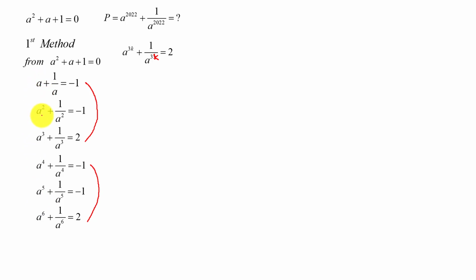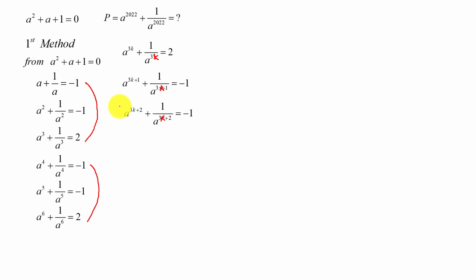So I get a^(3k) + 1/a^(3k) equals 2, and a^(3k+1) + 1/a^(3k+1) equals minus 1. And then a^(3k+2) + 1/a^(3k+2) equals minus 1.